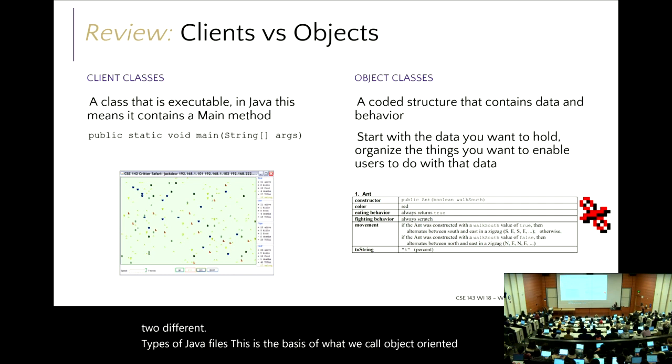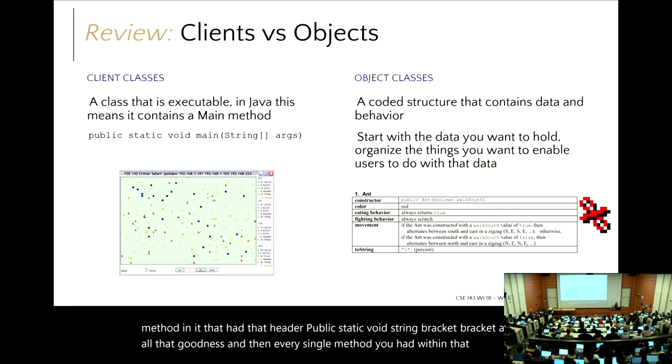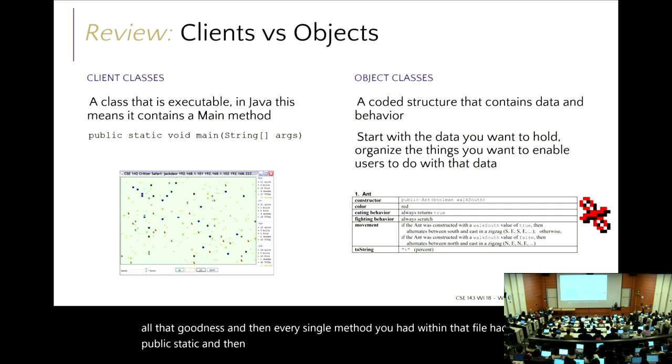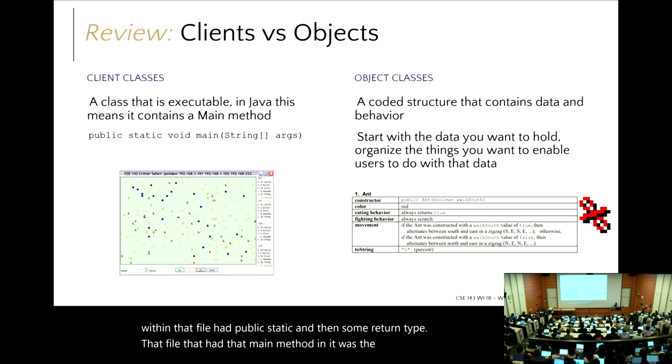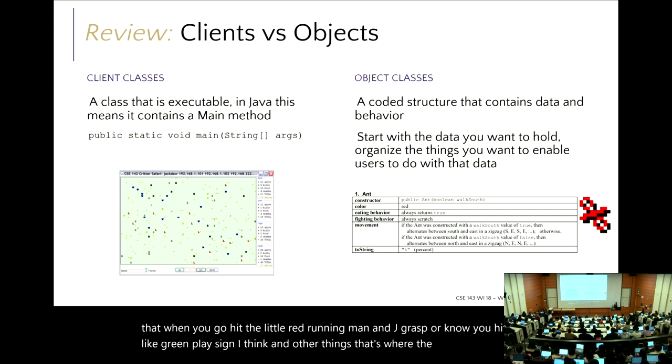When you first started learning Java, you probably had a file that had a main method in it that had that header, public static void main(String[] args), all that goodness. And then every single method you had within that file had public, static, and then some return type. That file that had that main method in it was the executable file. That was the file that when you actually hit the little red running man in JGrasp, or the green play sign, that's where the computer actually goes in and starts to run instructions from.